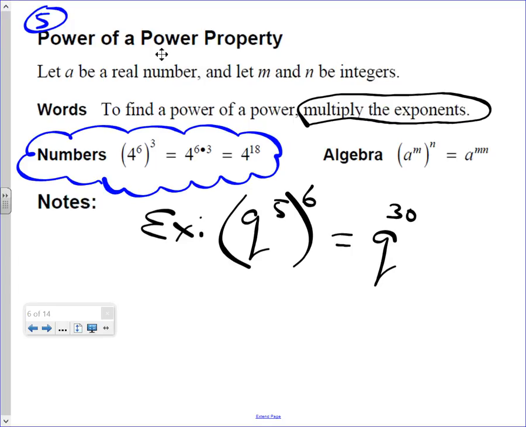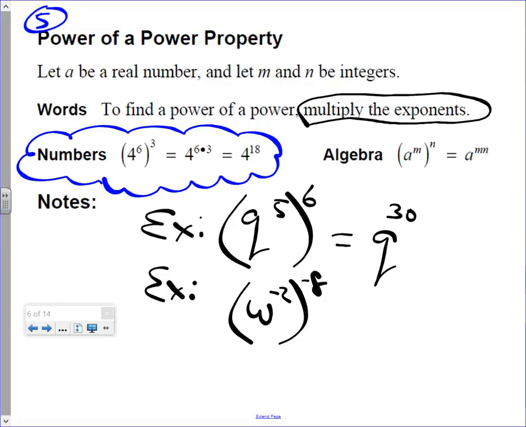One more example here on the fifth rule. So write this down. One more example, please. How about w to the negative second power all raised to the negative eighth power? You want to do that for me?